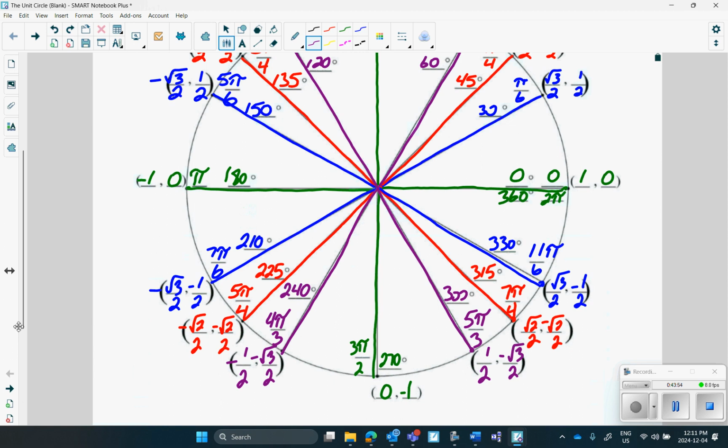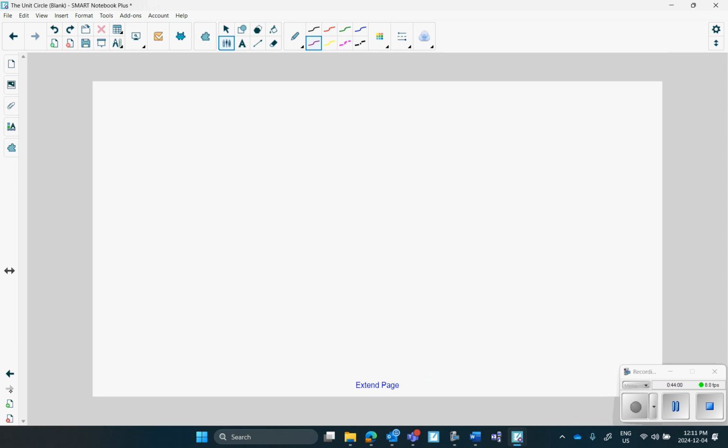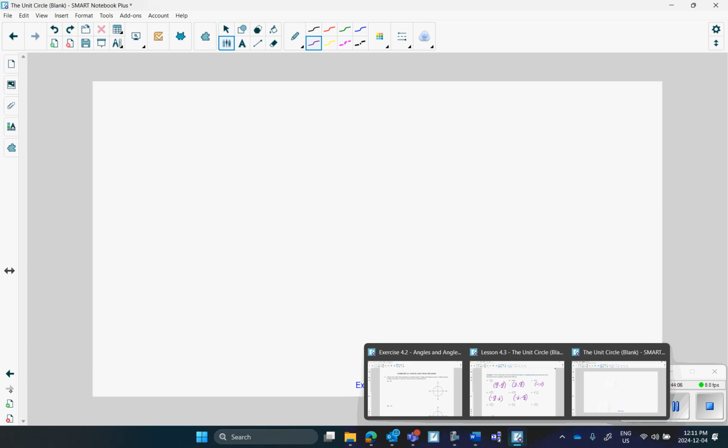So isn't it the same as 11 pi over 6? How's another way you could find this? I have no idea if that was a proper English sentence or not that I just said. It didn't sound like it.